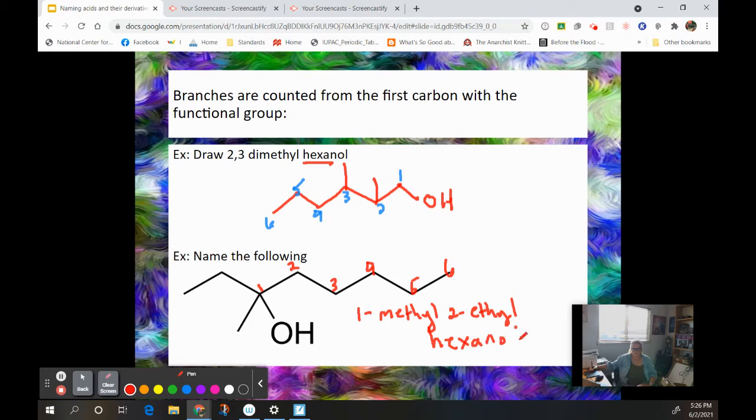Now, I told a few of you in class that if you were a really persnickety IUPAC person, it should be 2-ethyl 1-methylhexanol because then it would be alphabetized. But that is just too type A for my personality. So I'm just going to go 1-methyl 2-ethyl. If you do it the other way, that's still equally correct. So that is how to name alcohols.